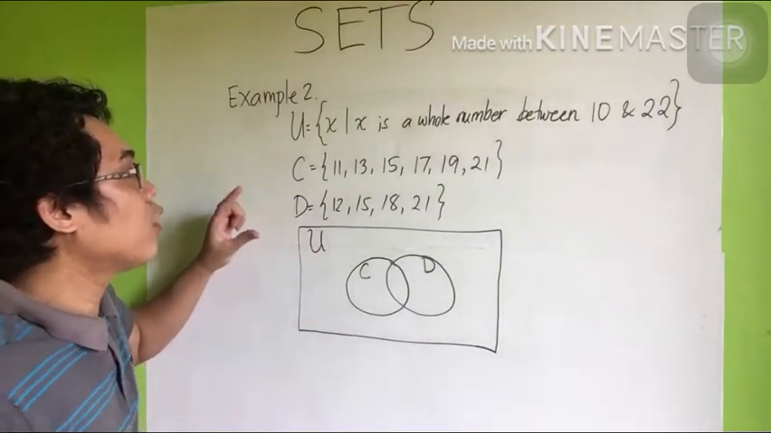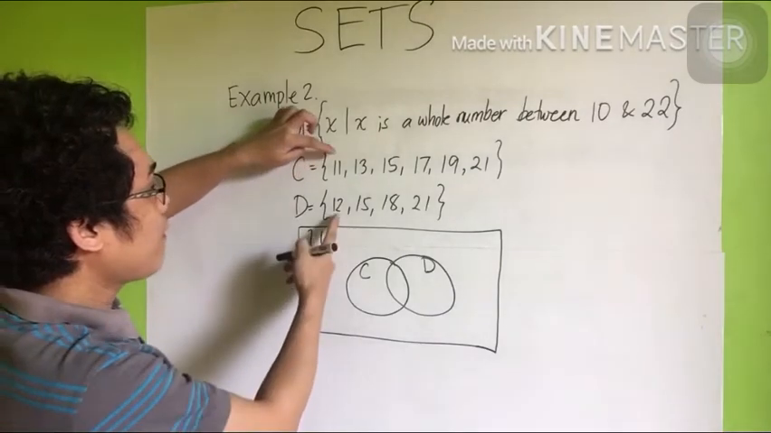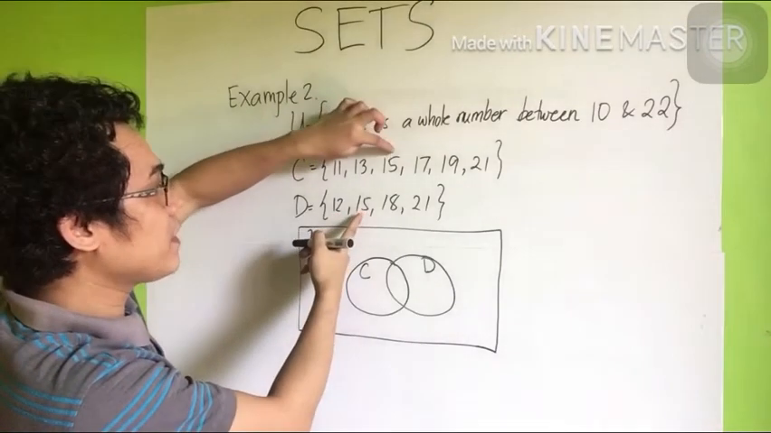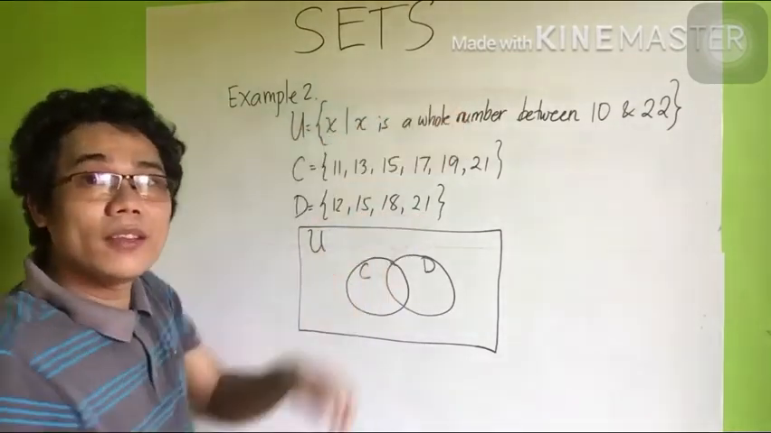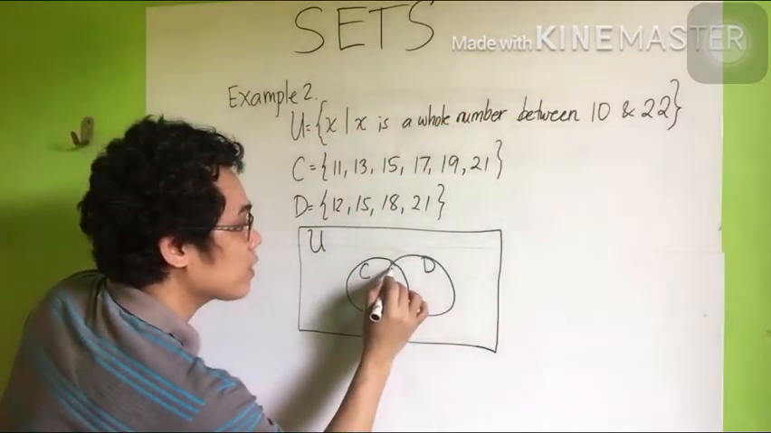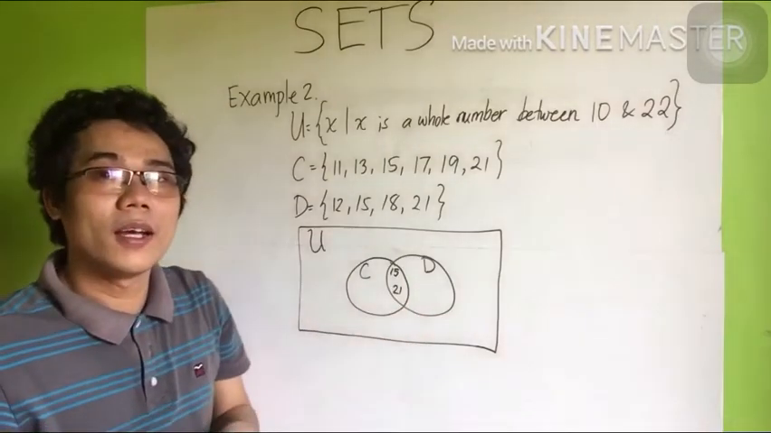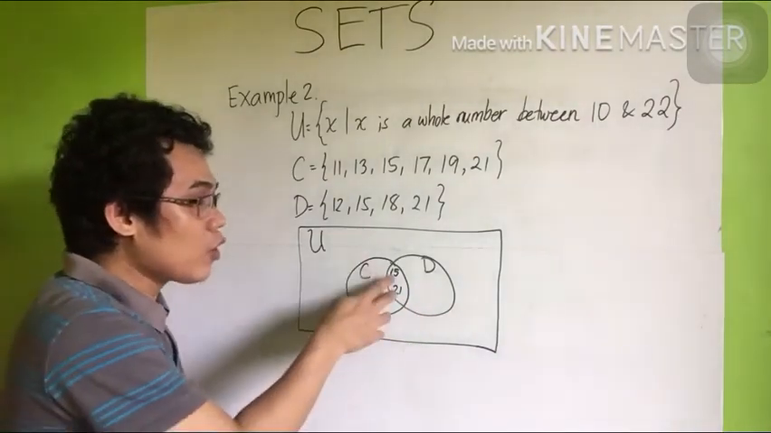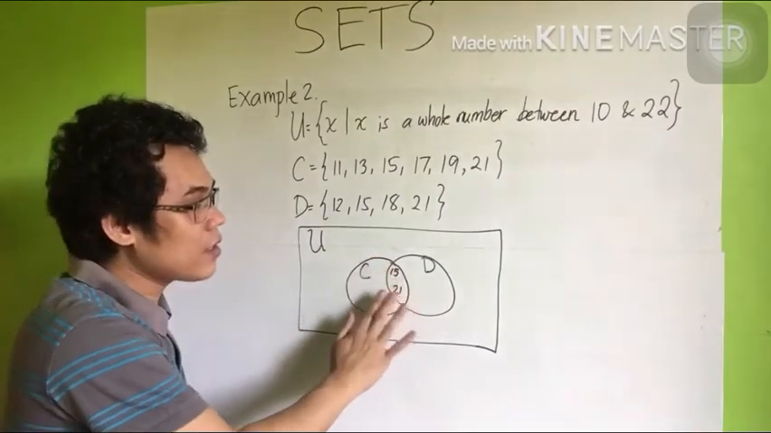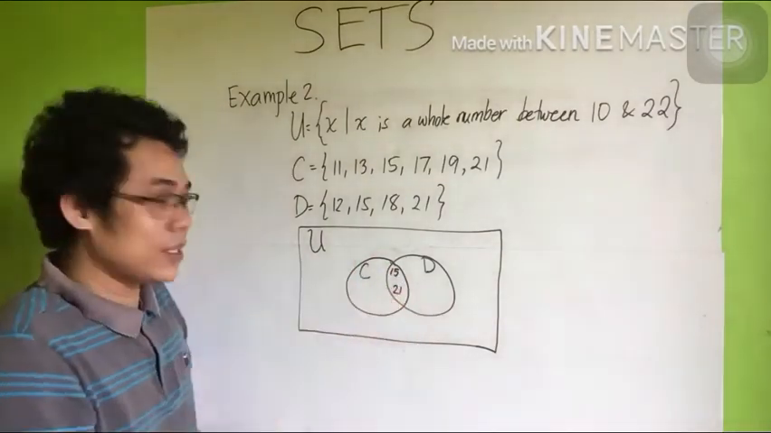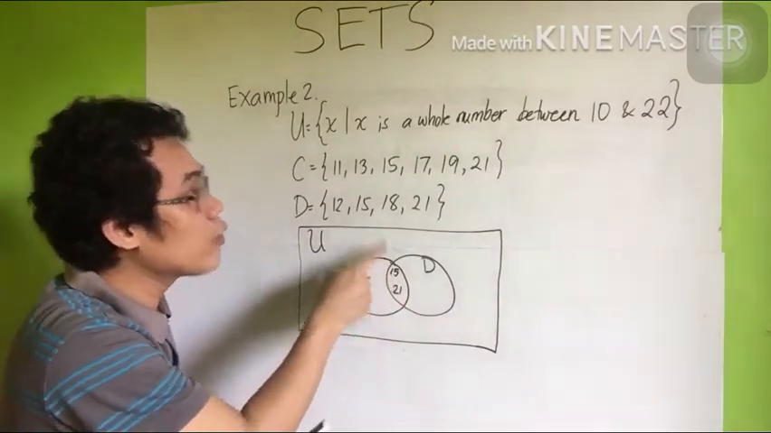Pag sinabi natin common, anong common nila? We have 15 and we have 21. So, ibig sabihin, dito sa gitna, lagay natin 15, lagay natin 21. So, recall again, pag walang common, ang gagawin natin, erase natin yung part na yan, tapos i-separate. Pero kung merong common, as is na lang yan, tapos sa gitna, yung common nila.